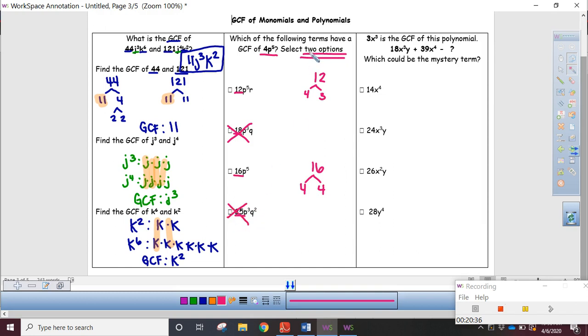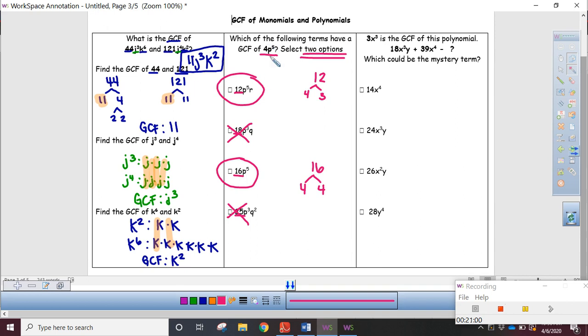Now, if you look back up here, we knew that we only had to select 2 options, which are the only 2 options that we're left with. Now, we can just double check p to the 5, and we can see that, yes, both of them do have p to the 5. So we know that the greatest common factor of these 2 numbers is 4p to the 5. So my answer here is 12p to the 5th and 16p to the 5th. Remember that we were selecting 2 options. Okay, so our greatest common factor of these would be 4p to the 5th.